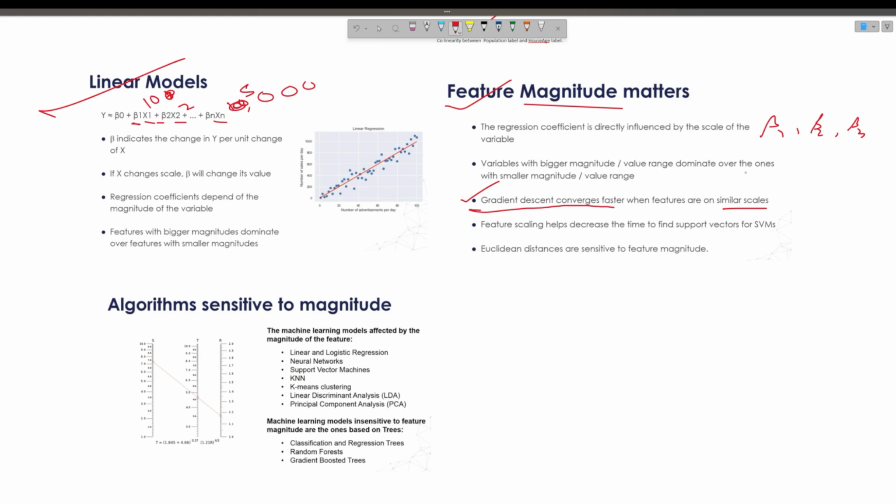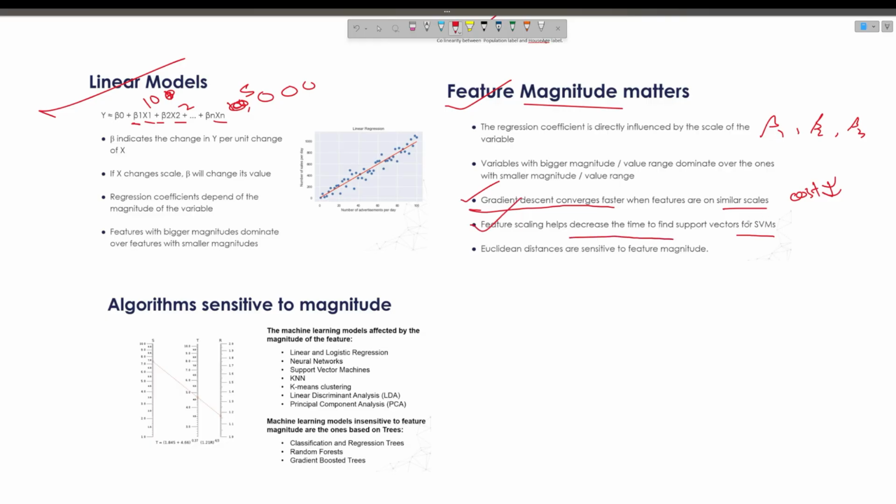So there are a lot of things. Gradient descent, we have learned that, is used to reduce the cost function. If the scales are very near, it's very easy to minimize the cost function. It's very fast, otherwise it will take time. Feature scaling also helps decrease the time to find support vectors for SVM. So we can use feature scaling to decrease the time to find the support vectors in SVM.